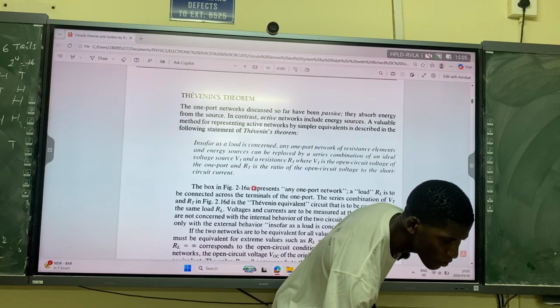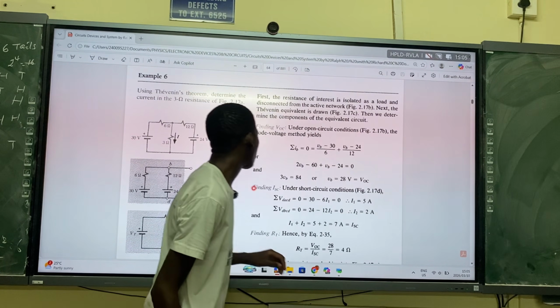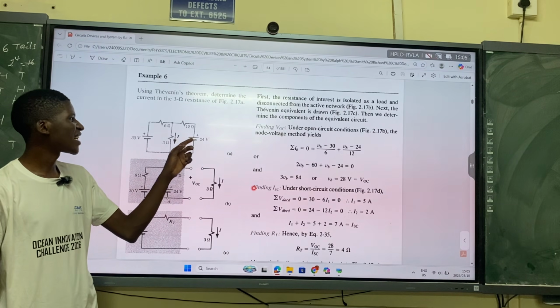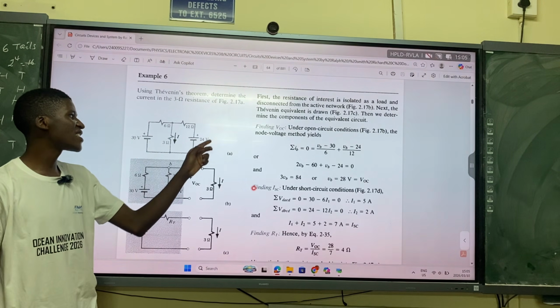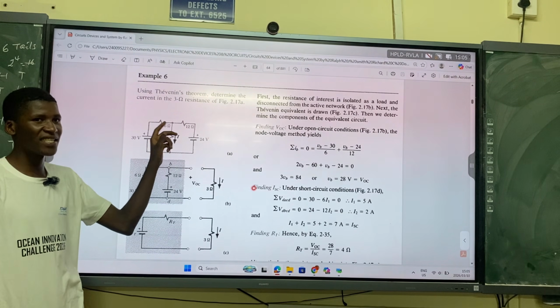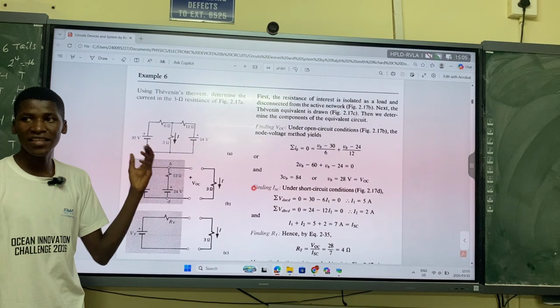For example, if you go and find a circuit, any circuit in this, you are going to find something that is complicated. It's got 2 voltage sources, it's got 3 other resistors. So it's a bit trickier for you to find what is the current passing through any one of these resistors. So there you would have to apply Thevenin's theorem.